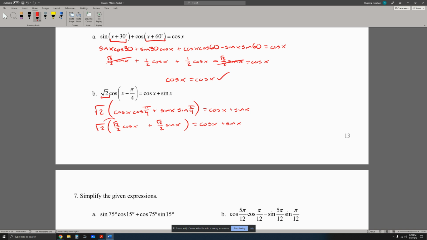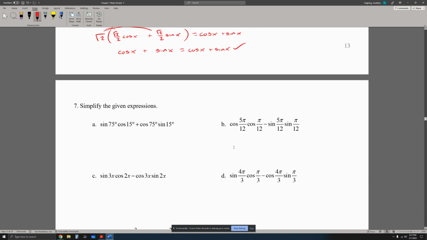Now when we distribute the square root of 2 into both groupings, we get square root of 2 times the square root of 2 over 2 is equal to 2 over 2, or just 1. So we get the coefficients of 1 for both terms here, cosine plus sine. And so we can see that once we distribute that square root of 2, this verifies the identity.